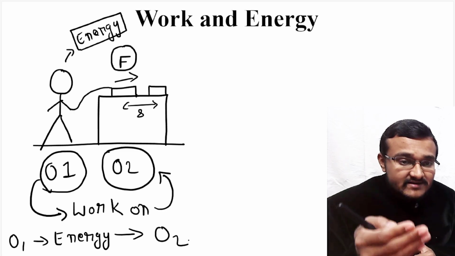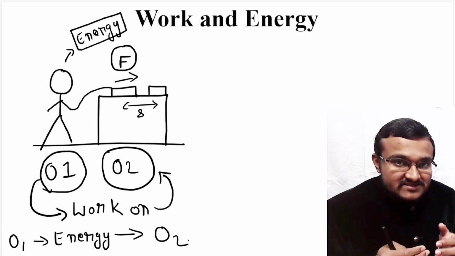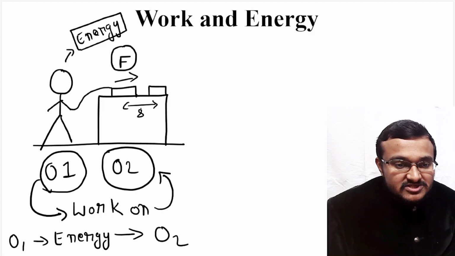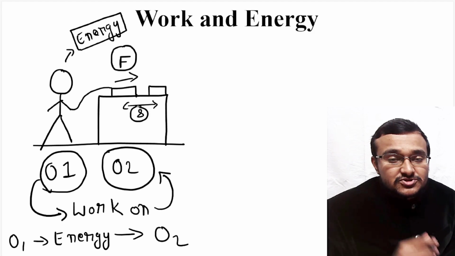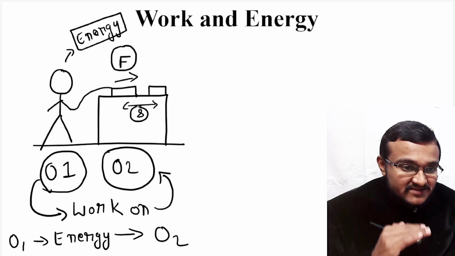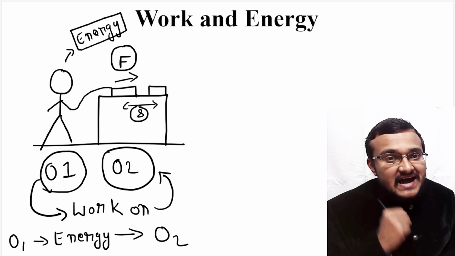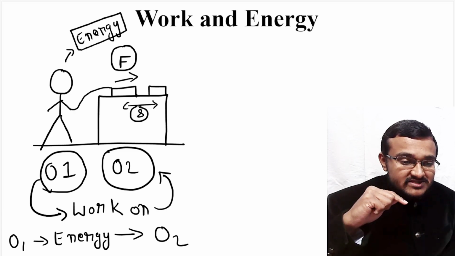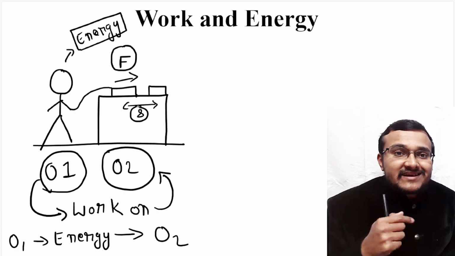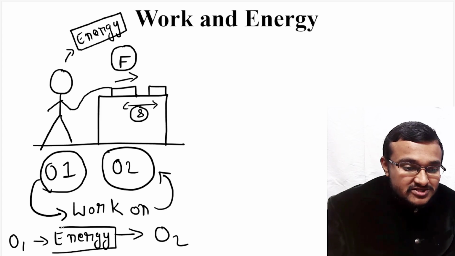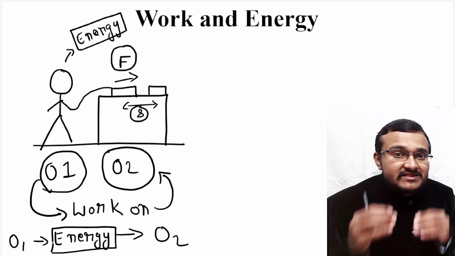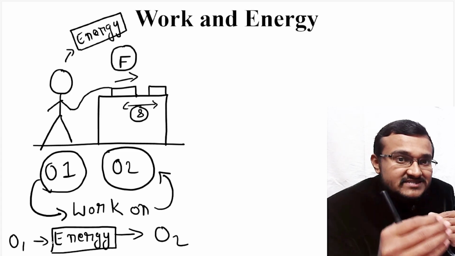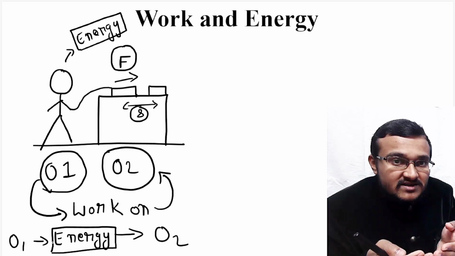Then did object 2 get that energy? Yes, object 2 has got the energy, hence it has been displaced by this much distance. The energy which this person possesses in his hands, with that energy he is pushing the book forward, so he is displacing the book. Why is that displacement happening? Because he has certain energy in his hands, with that energy he is putting force, and because he is putting force, there is displacement. So he is doing work with the energy.